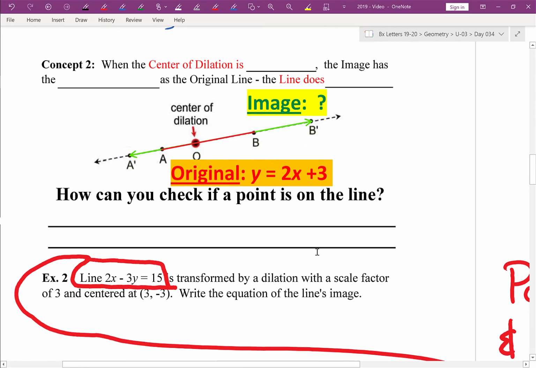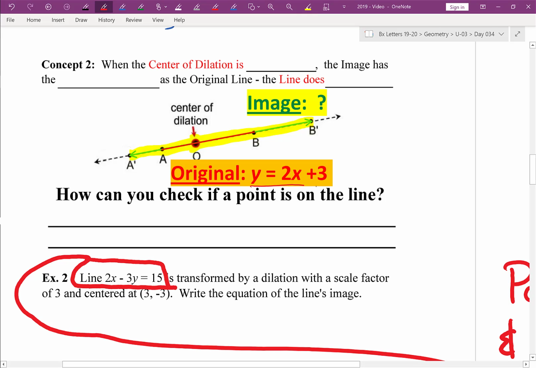Okay, so now the second concept is when the center of dilation is on our line. When the center of dilation is on our line, if you look at this picture, what do you notice about the original red line and the image of the green line? Are they different or are they the same? And if you said the same, that is correct.